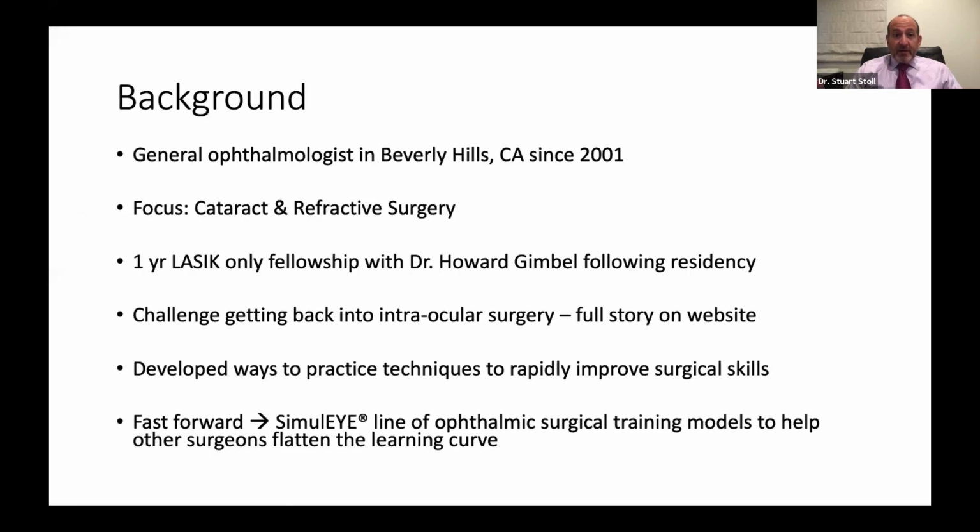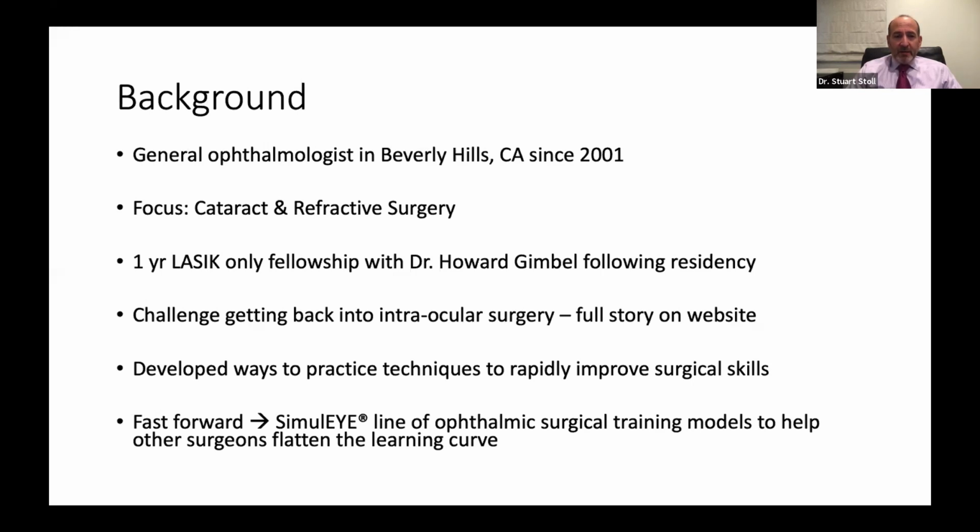So my background, I'm a general ophthalmologist in Beverly Hills, California since 2001. My focus is on cataract and refractive surgery. And this whole simulation and developing teaching methods came about because after my residency in Georgetown, I had the opportunity to do a one-year LASIK-only fellowship with Dr. Howard Gimbel up in Calgary, Canada.